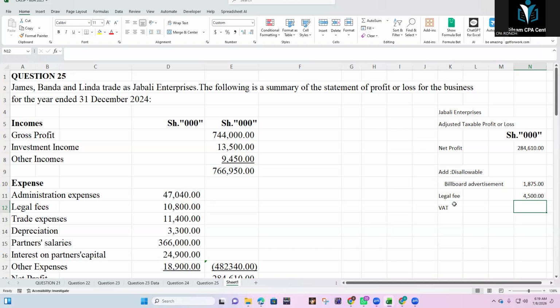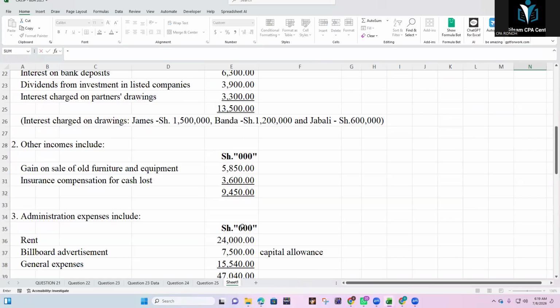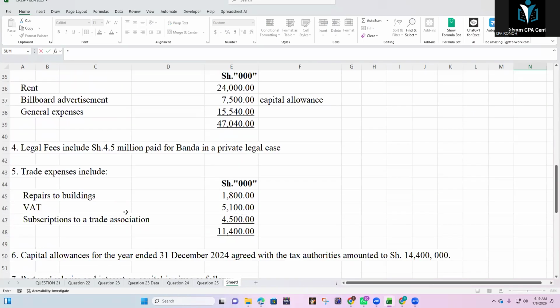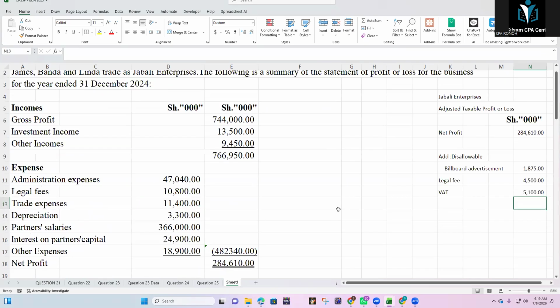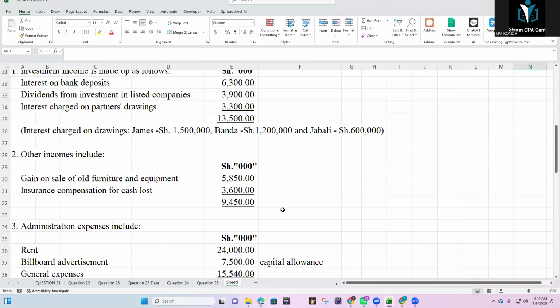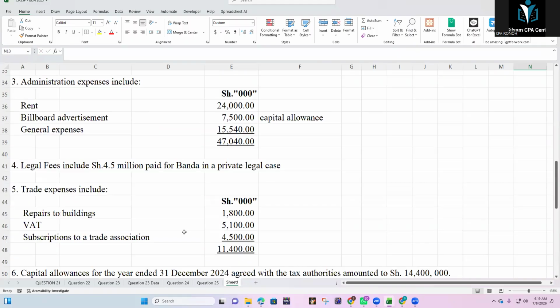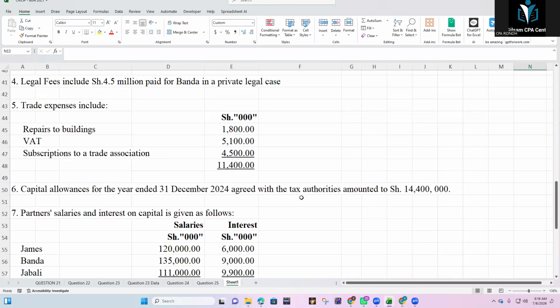So the VAT value, 100. Subscription to trade association, that is allowable. Debt capital allowance, they have agreed the capital allowance to be, but we will subtract that one.